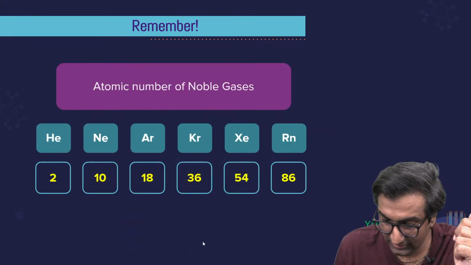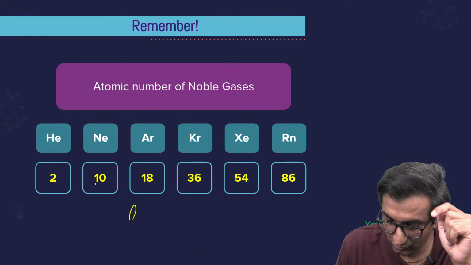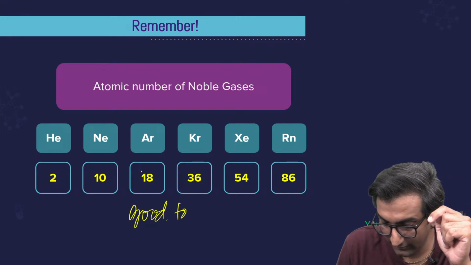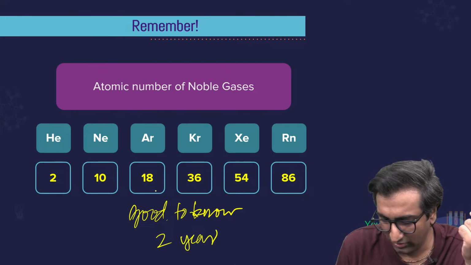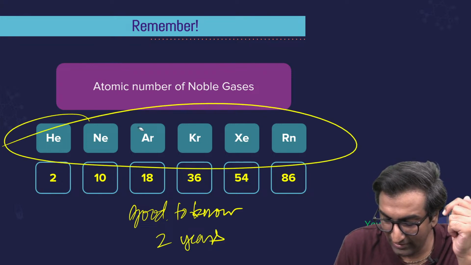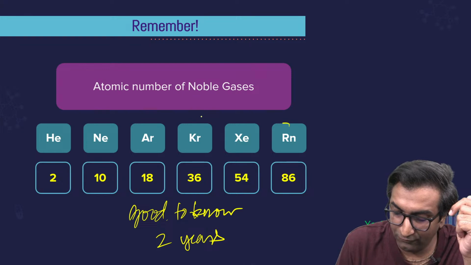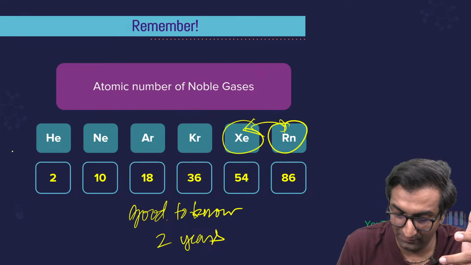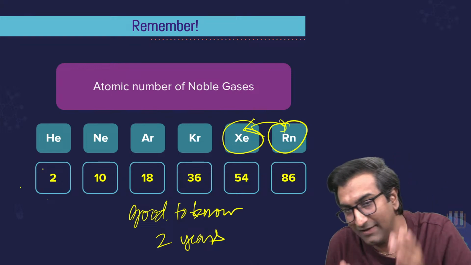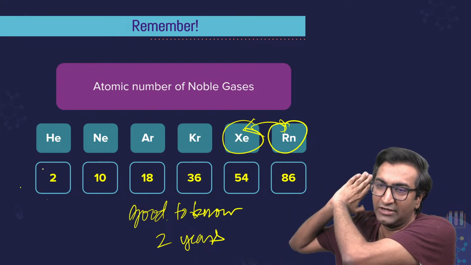And here is the atomic number of noble gases. This is good to know. Over the period of 2 years, I think you can mug these. Okay, remember these numbers. I keep forgetting between radon and xenon, I mess it up, but you're all awesome students. You won't mess it up. This is good to know because based on this, I can form the electronic configuration of the other elements.